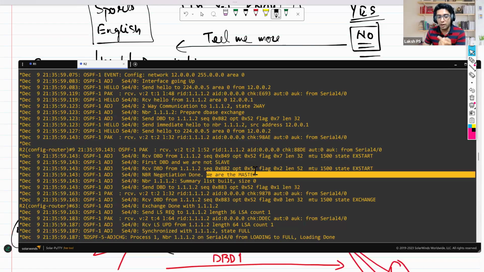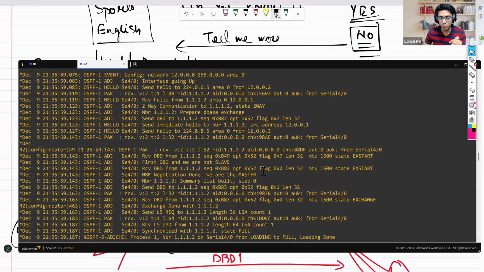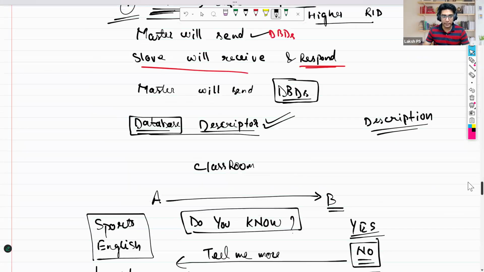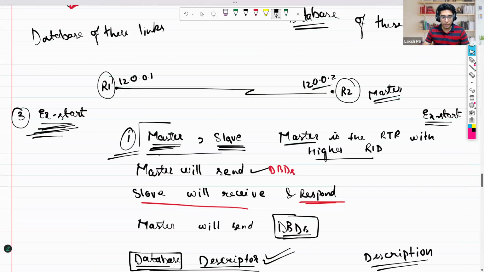Because R2's router ID is 2.2.2.2 and R1's router ID is 1.1.1.2, and hence R2 becomes the master. We are the master and we are not the slave. So the first parameter that is negotiated in the ExStart state is who will become the master and who will become the slave. We just saw R2 has become the master. Clear?